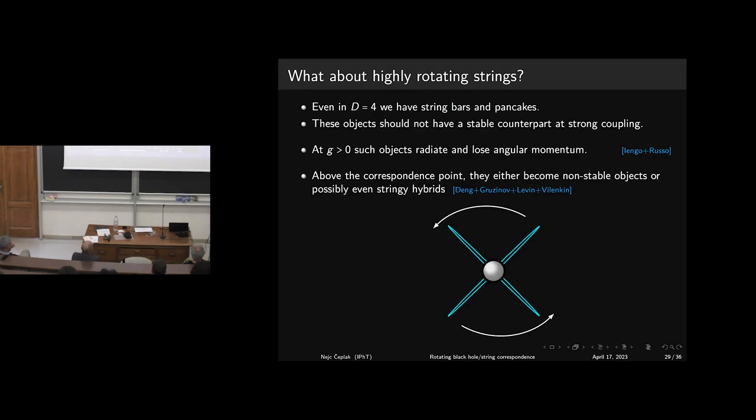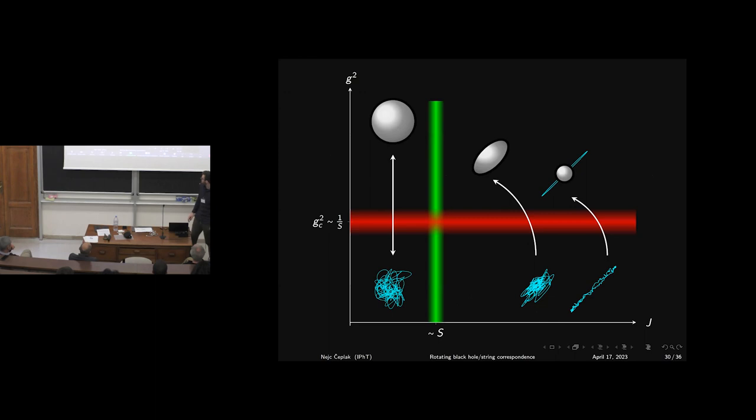But what about highly rotating cases? So what about stringy bars, for example? These objects should not have a stable counterpart at string coupling. And the fact is that as you increase G, these objects will start to radiate. So for example, a rod will start to be like an antenna and will start to radiate angular momentum. They will lose angular momentum. So what will happen is on this diagram, they will start to move in towards lowering the angular momentum.